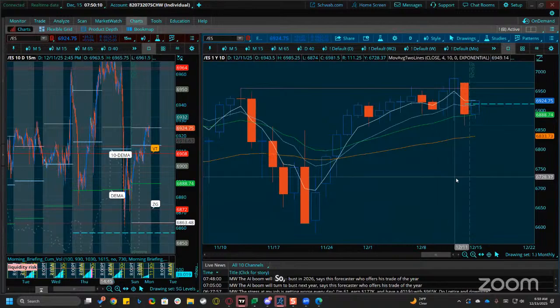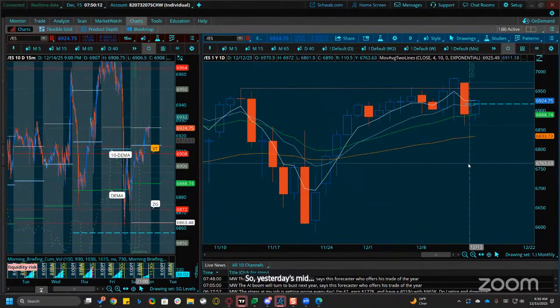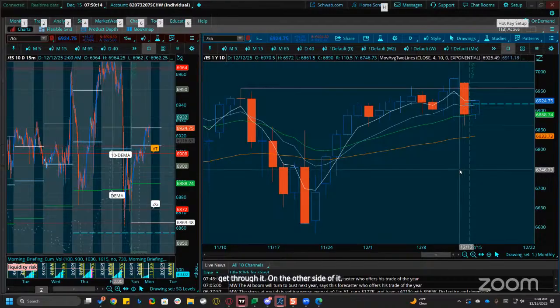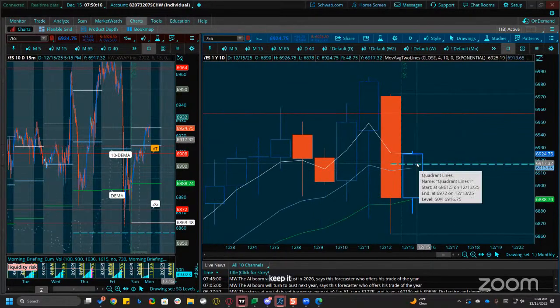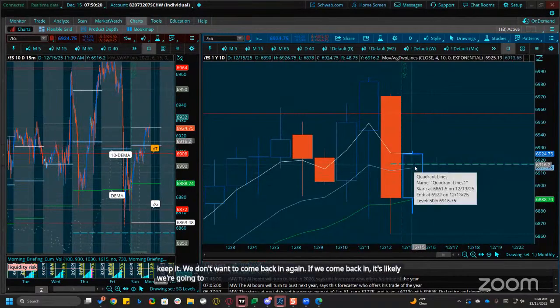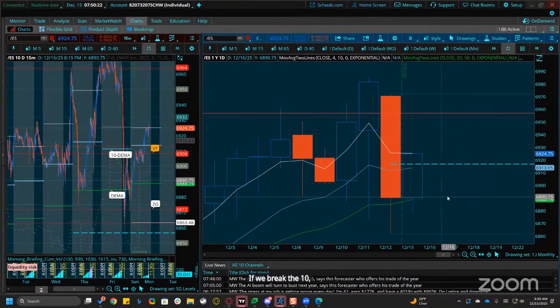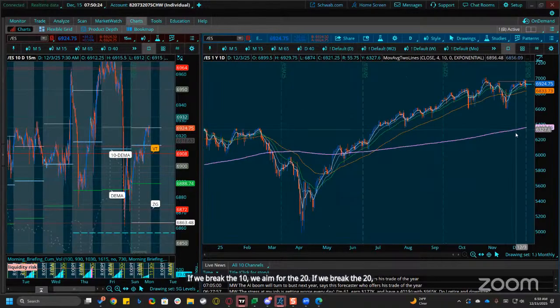So yesterday's mid, get through it, on the other side of it, keep it. We don't want to come back in again. If we come back in, it's likely we're going to break the 10. If we break the 10, we aim for the 20. If we break the 20, aim for the 50.